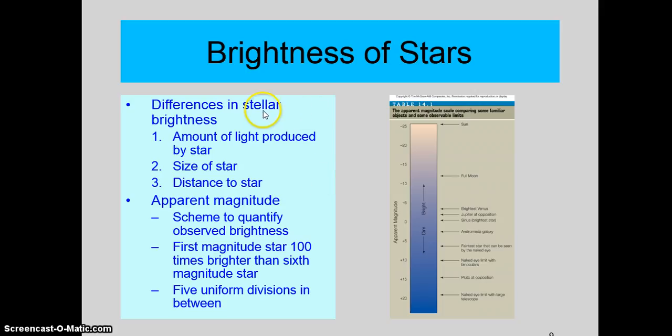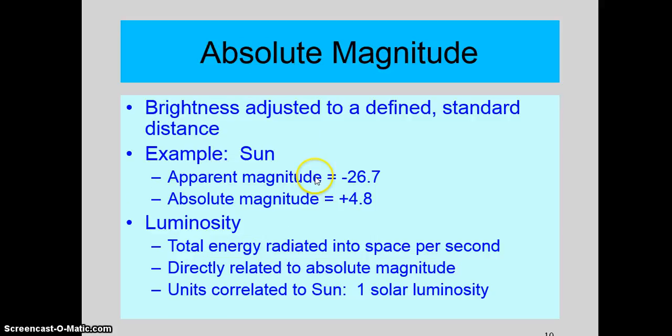the difference in how a star looks is, of course, related to the amount of light that it produces, the size of the star, and the distance to the star. All these things affect what's called the apparent magnitude. So a star might be really bright, but it just is much closer than another star that is, for example, much larger and producing a whole lot more energy.